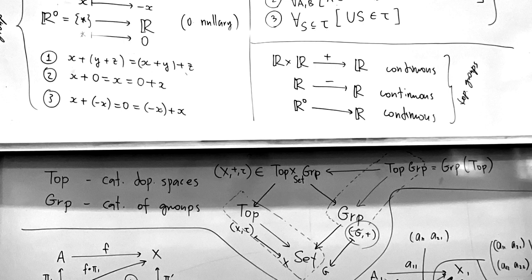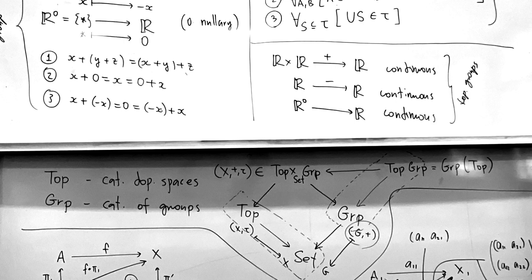For a group, I'm writing group with a plus only because 0 and minus can be determined by plus, but usually in algebra, at least in abstract algebra, it's not a good practice to do that. You would want to list all the operations, not just one of them.